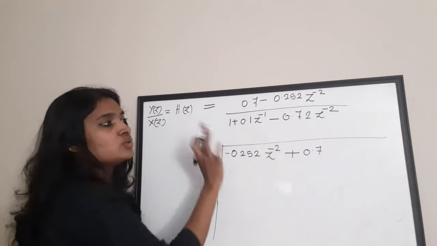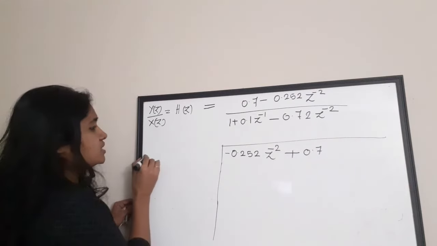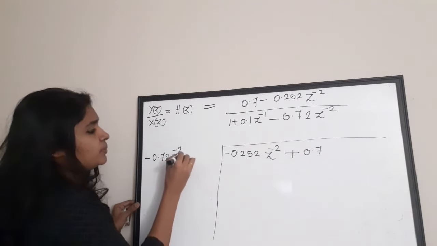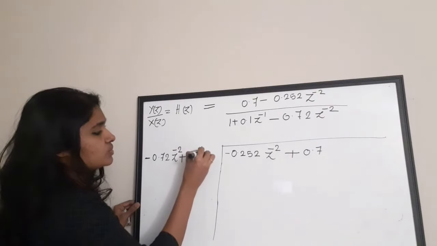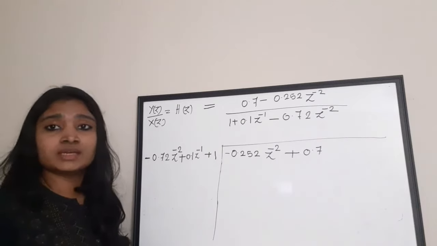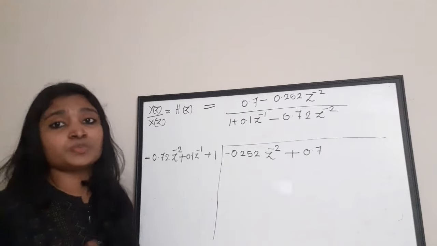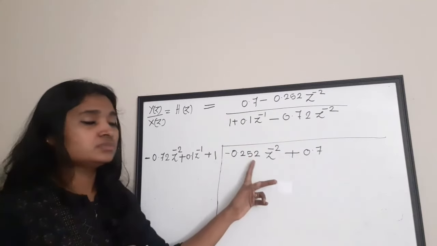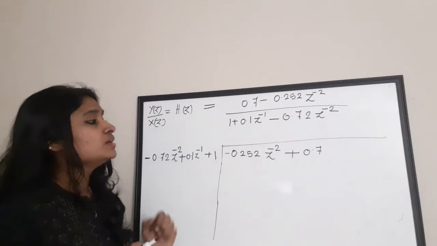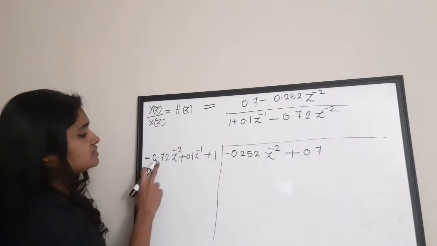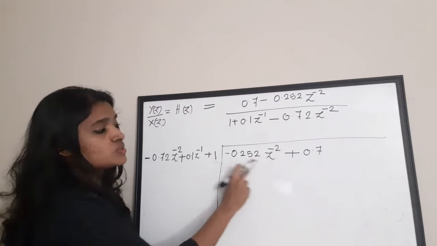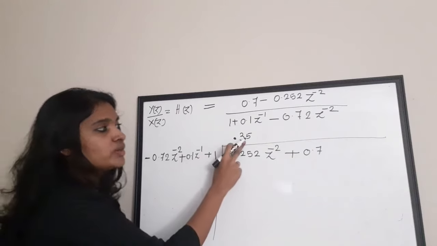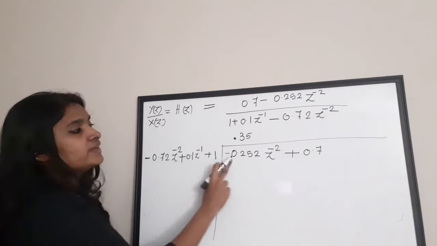Similarly, I am going to write this term also in this format. So it will be like minus 0.72 z raised to minus 2, then plus 0.1 z raised to minus 1 plus 1. I've just rearranged the numerator and denominator in order to perform a division. Now I need to cancel out my z raised to minus 2 term from this dividend. So if you multiply 0.72 with what number, you will get a number closer to this? It is 0.35. Just multiply 0.35 with 0.72, and you will get a number closer to this.